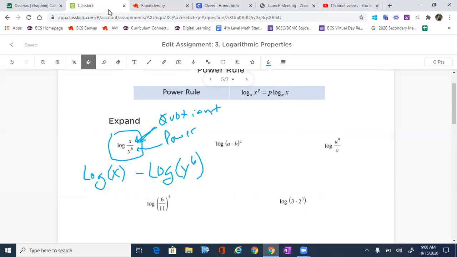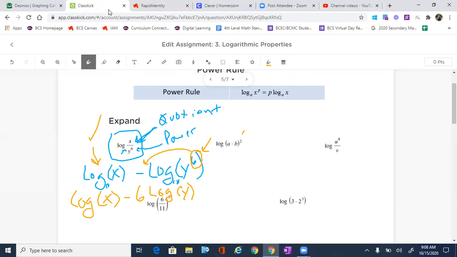Now remember that if there is not a base, it is base 10 that it's implying. Okay, and then there's one more thing we want to do to completely expand this. This is done, check, but this guy right over here still has this power right there. That's that power property we were just talking about. So I'm going to rewrite this log of x base 10, remember, minus, I'm going to take that power 6 and bring it up to the front, 6 log base 10 of y. And I could do that again.